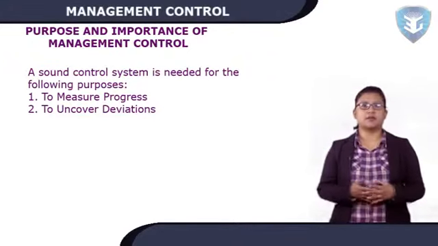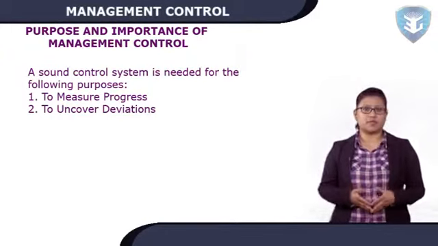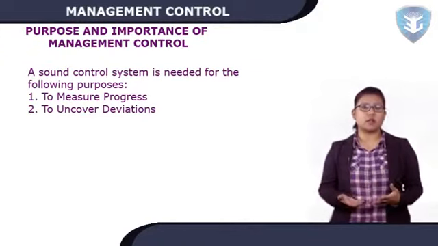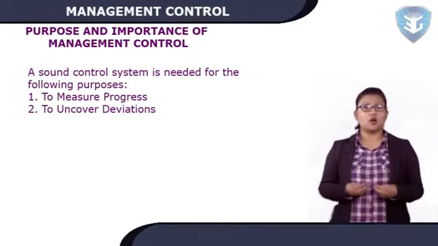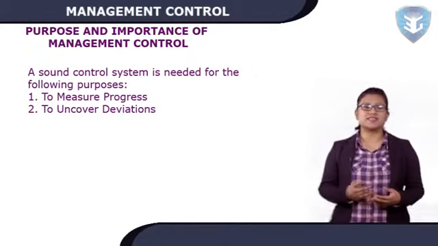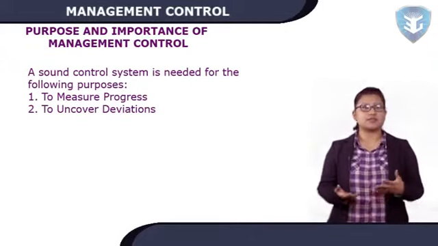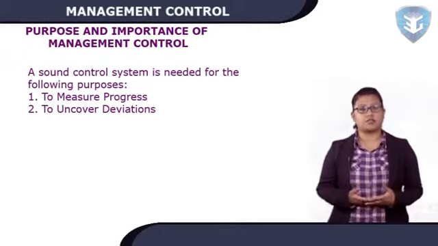Purpose and importance of management control. A sound control system is needed for the following purposes. To measure progress: under the planning process, the fundamental goals and objectives of the organization are established. The control process is necessary to measure progress towards these goals. According to Fayol, control consists in verifying whether everything occurs in conformity with the plan adopted, the instructions issued, and the principles established.